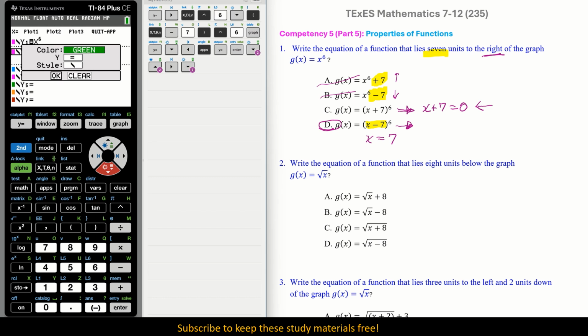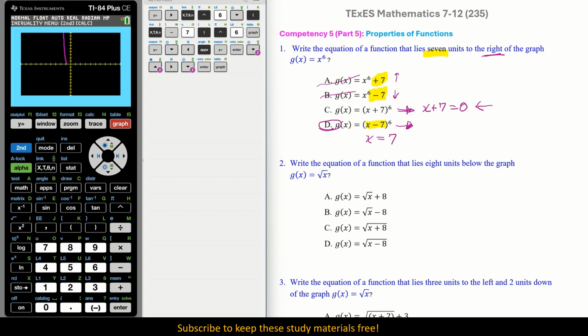Let's go down. Let's see here. Now let's graph so we see the difference. Okay, so we have shifted to the right, and it is 1, 2, 3, 4, 5, 6, 7. Okay, awesome. D has been confirmed.